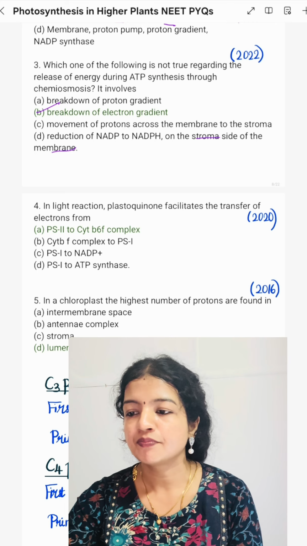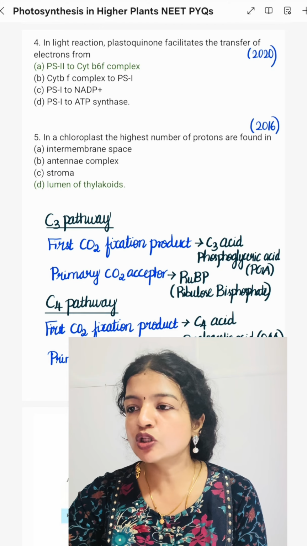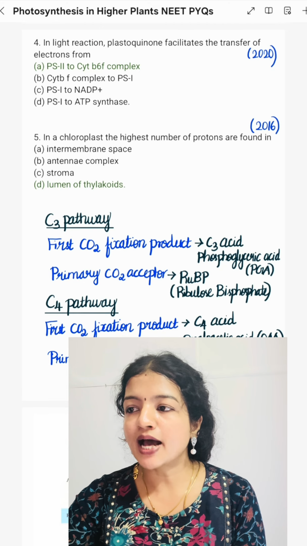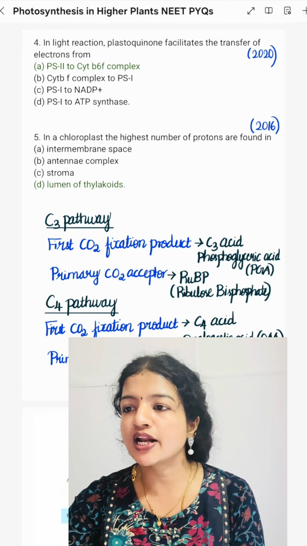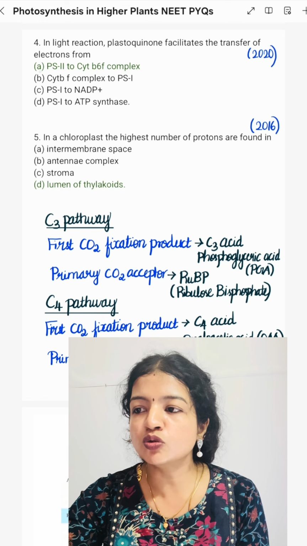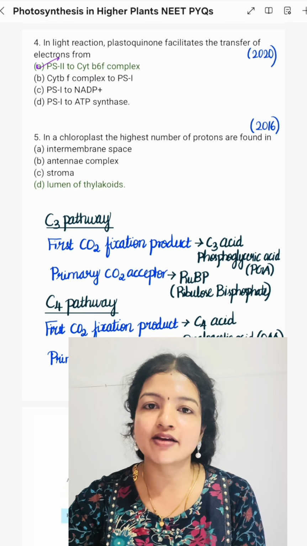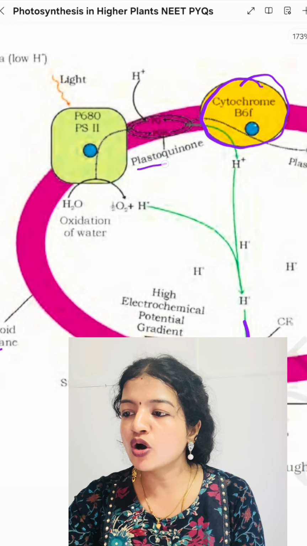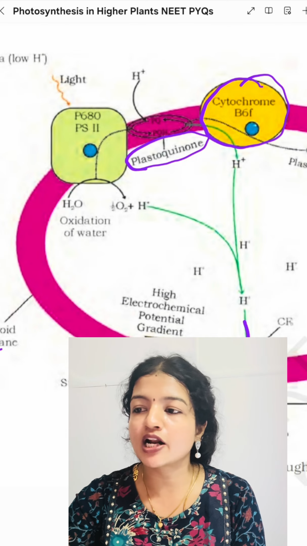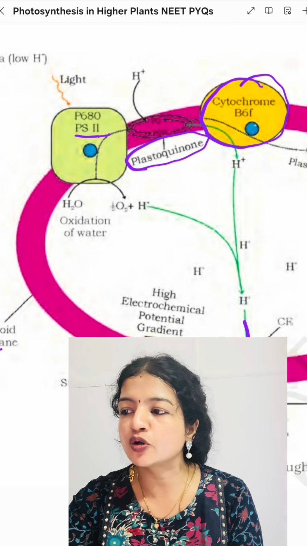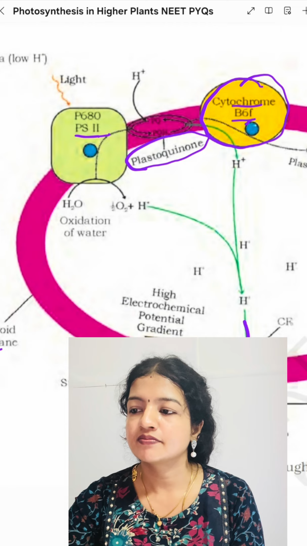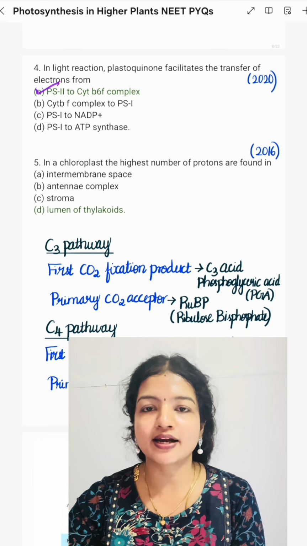Option B. Then fourth question. In light reaction, plastoquinone facilitates the transfer of electrons from PS2 to cytochrome b6f complex. So plastoquinone facilitates the transfer of electrons from PS2 to cytochrome b6f complex. So option A is the correct answer.